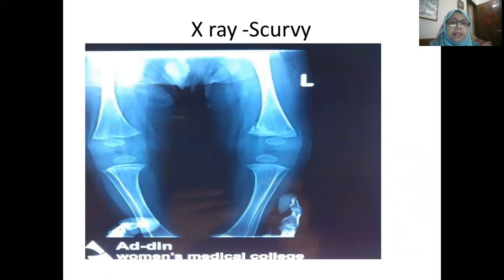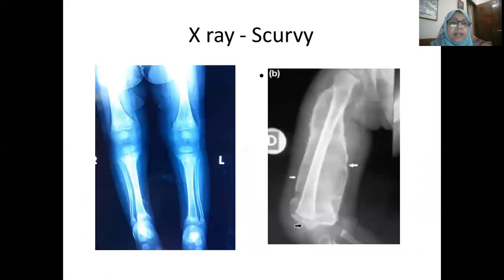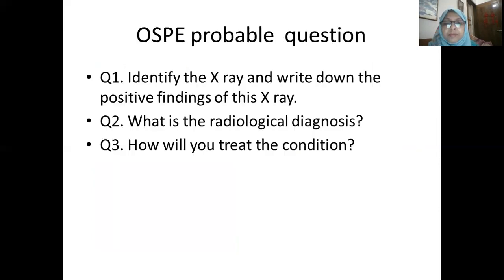Again, I have already described this X-ray, and here you can see the periosteal elevation due to subperiosteal hemorrhage. Periosteal elevation with subperiosteal hemorrhage, and it is the late manifestation of the scurvy.